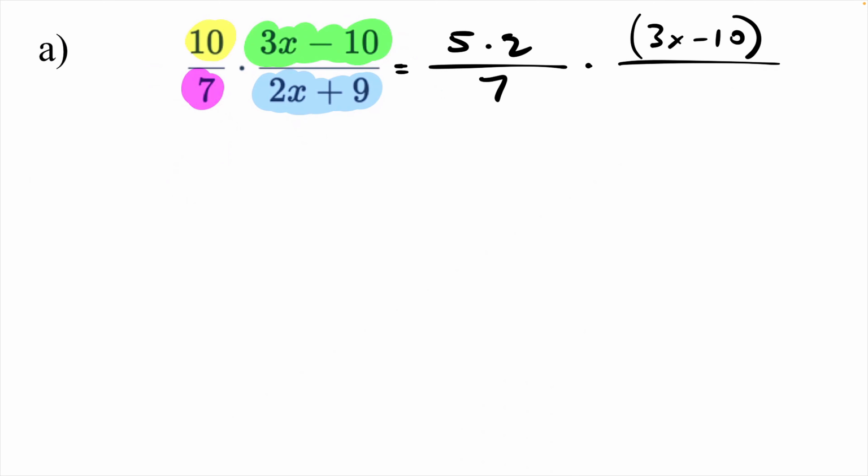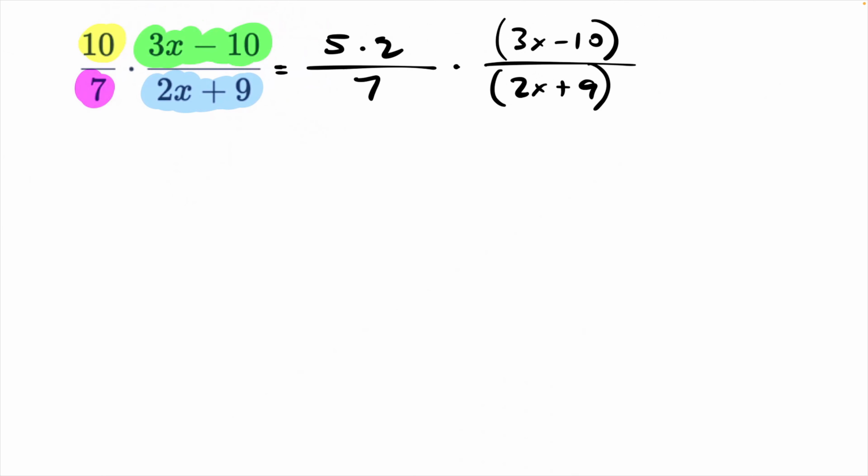The blue, same thing, it's a binomial. Is there a GCF? No. It's not difference of squares, so it stays the same. So neither of those broke down. That'll happen once in a while. Most of the time they'll break down.